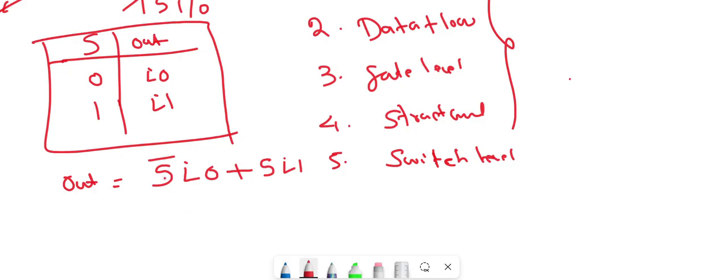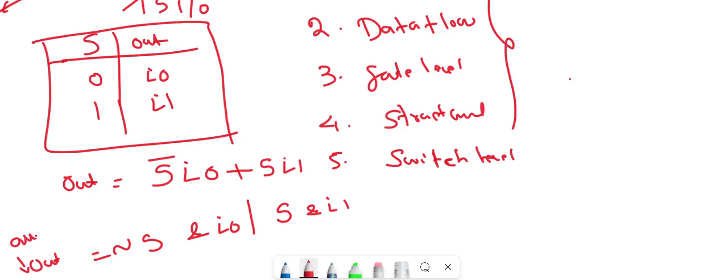And write S bar I0. This is the OR symbol and this is the AND symbol. So negation of S and I0, OR symbol in Verilog, S and I1. You can write this way also. Using data flow modeling you have to add an assign statement: assign out is equal to negation of S and I0 or S and I1. This way you can write data flow also.